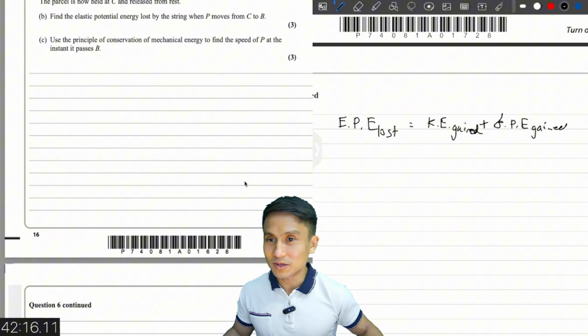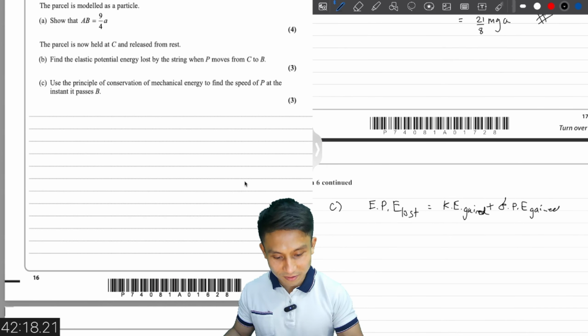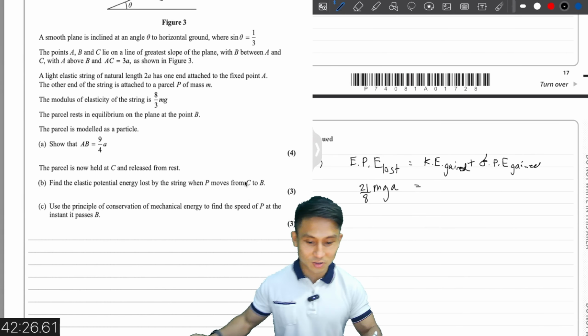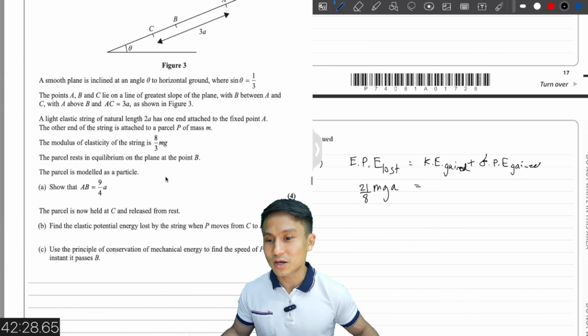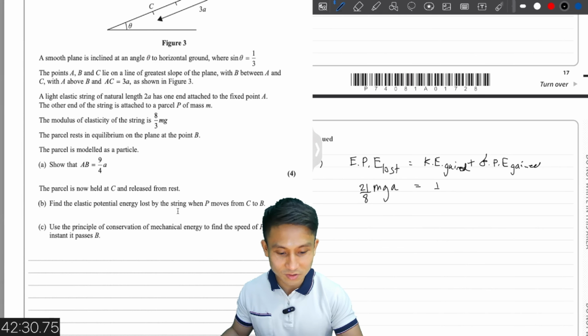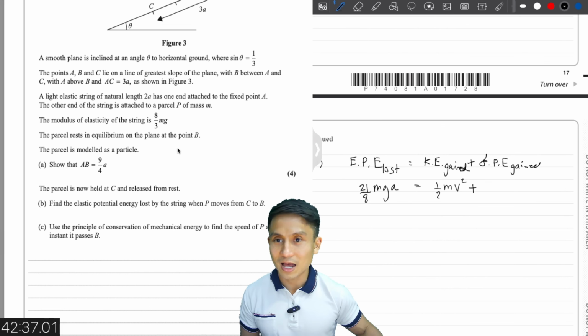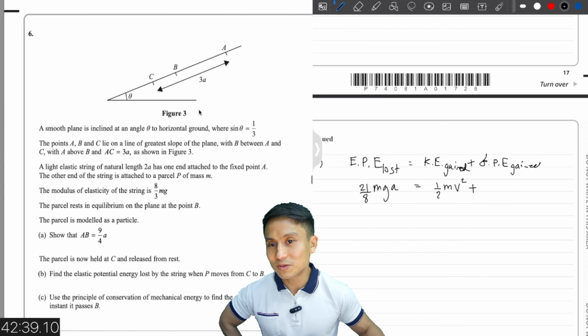We got it. So EPE loss, we got it to be, we're just going to follow through that, 21 over 8 mga equals KE gain, right? So we find the speed. At C it was held at rest, so no speed at C. It's just going to be half mv squared, and we are finding this v here. Plus, now the height gained from C to B.